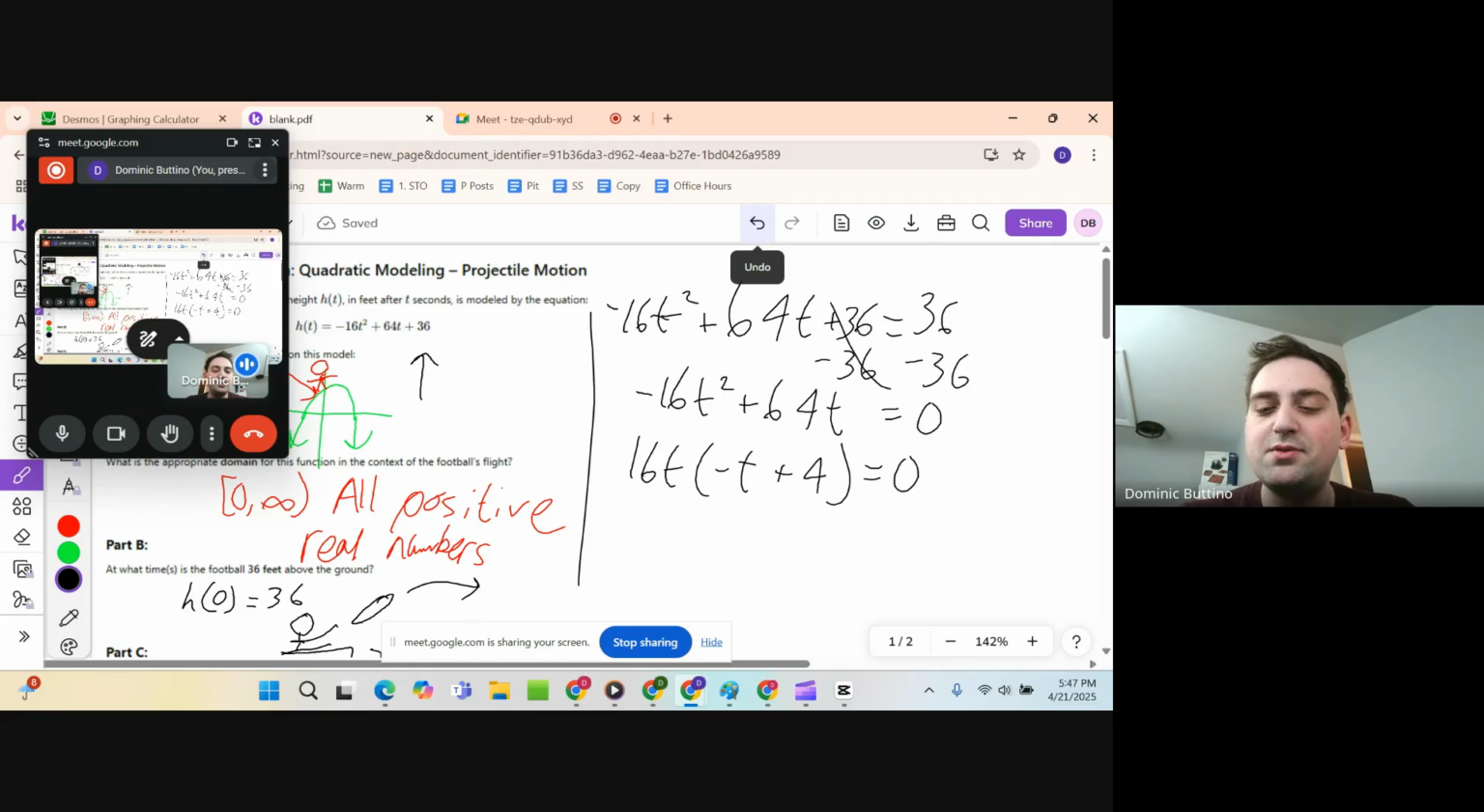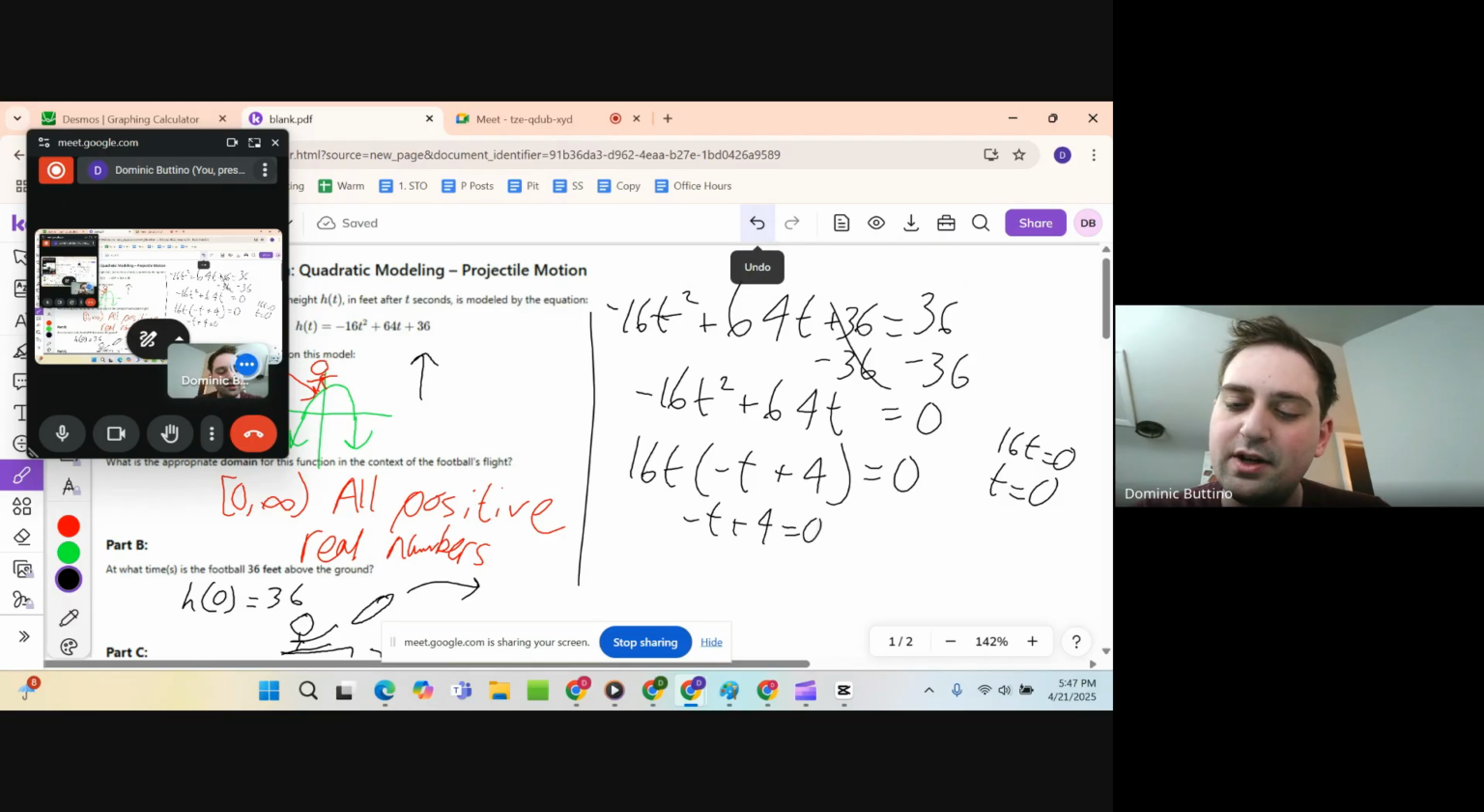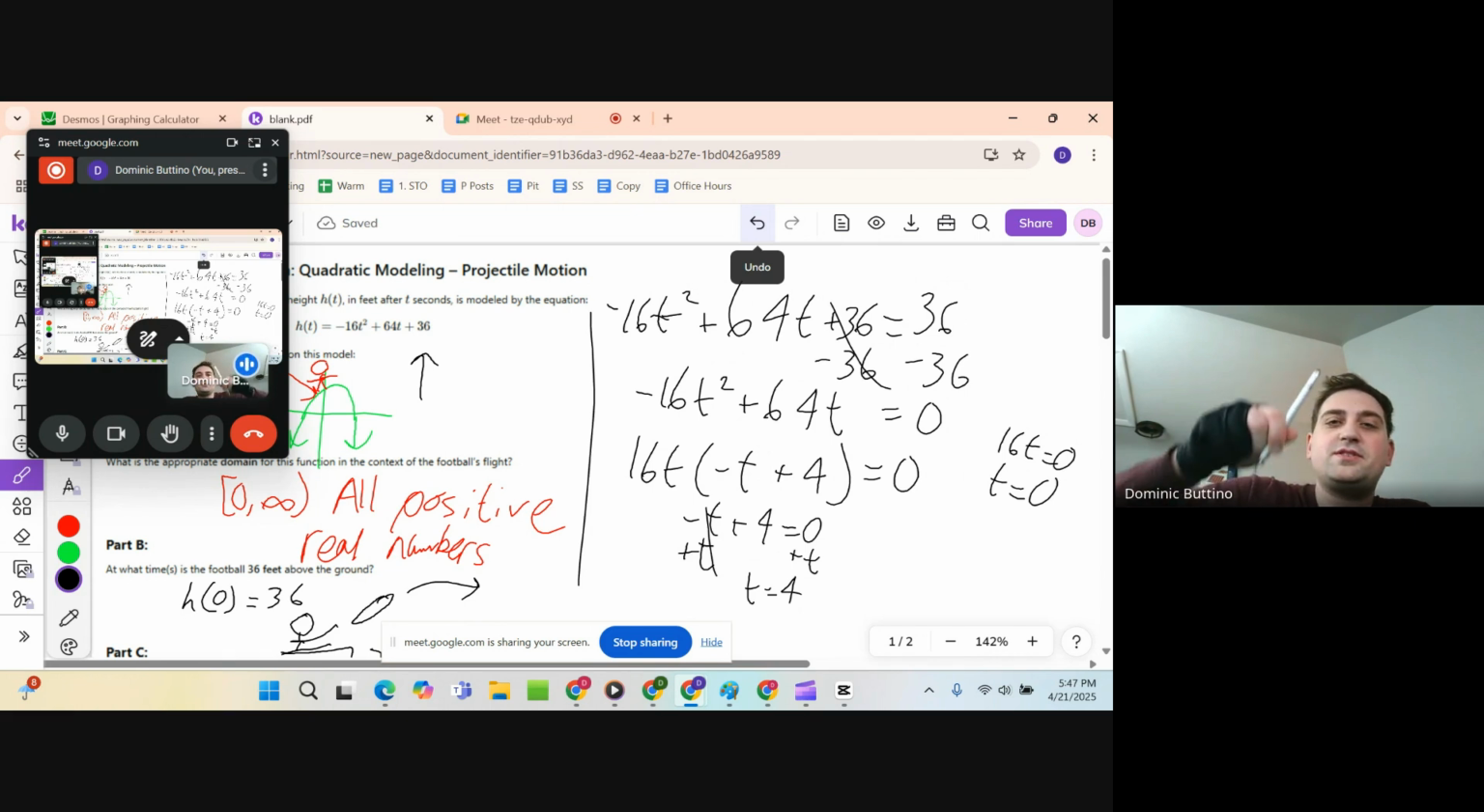Now, what can t equal? You set both of these equal to 0. So if 16t equals 0, that means that t is going to equal 0. And if negative t plus 4 equals 0, we can add t to each side. We're going to get t equals 4. So our two options are that t equals 0 or t equals 4, which means that in 4 seconds, the football is going to launch up, and then it's going to fall back and zoom past that 36-foot height that it started at. And you've got your guy that hits the ledge.